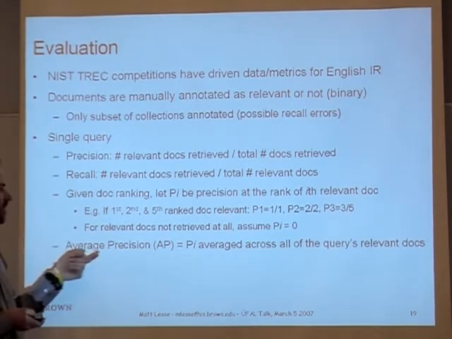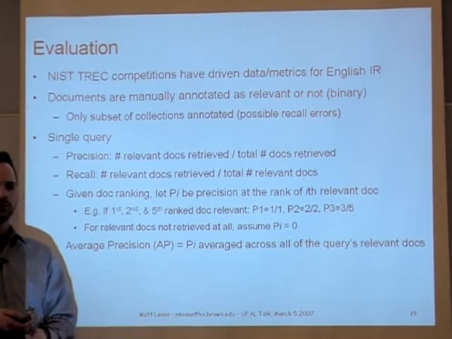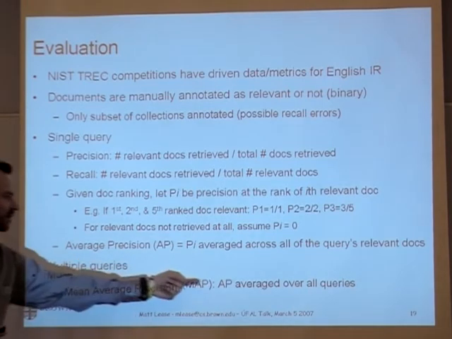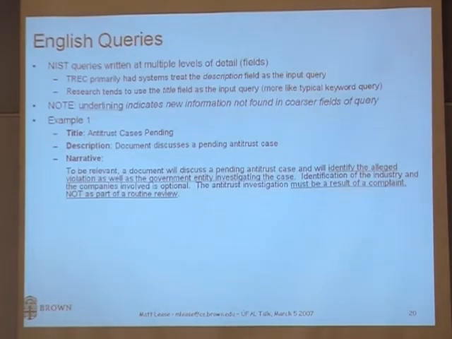So average precision just says you take all of these Pi for each of the relevant documents for a query and just average them. And then for multiple queries, you essentially average this average precision over all of the different queries. So if you are looking at evaluating IR systems and you want one number, this is the number that's most commonly used, this mean average precision. So you'll see this very commonly.